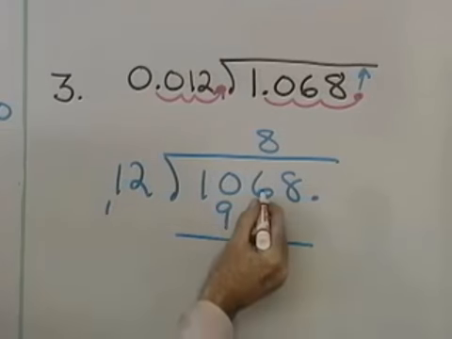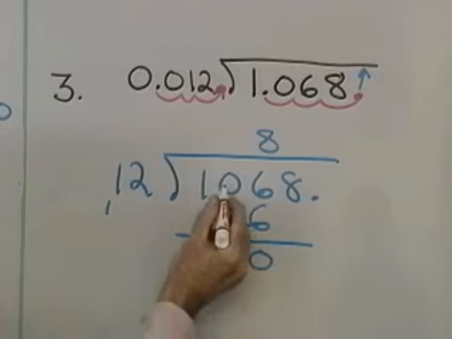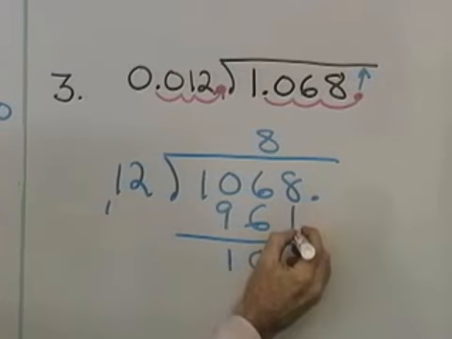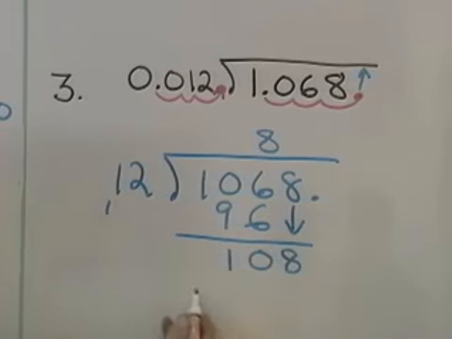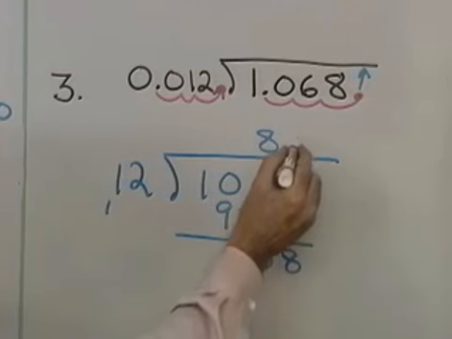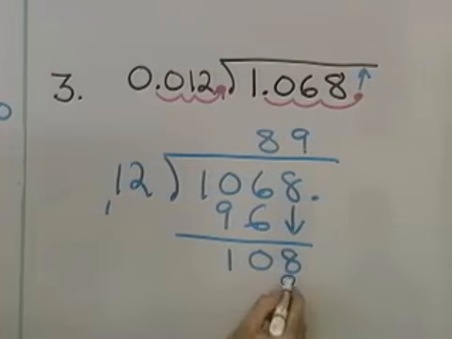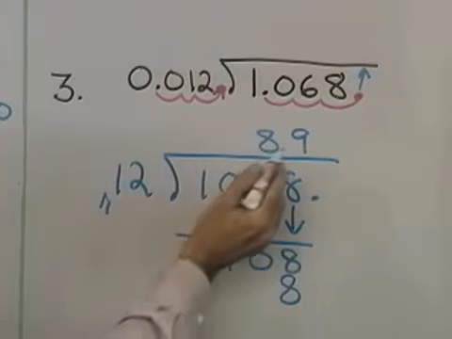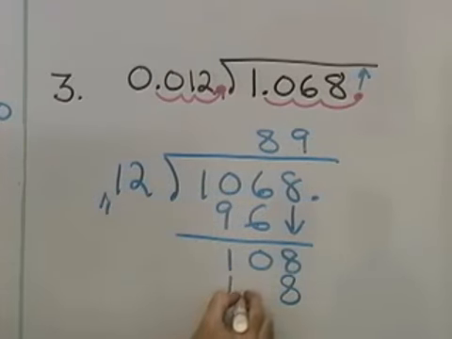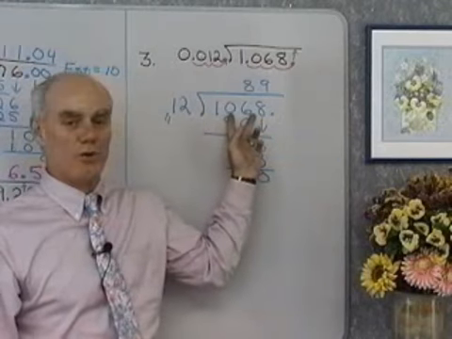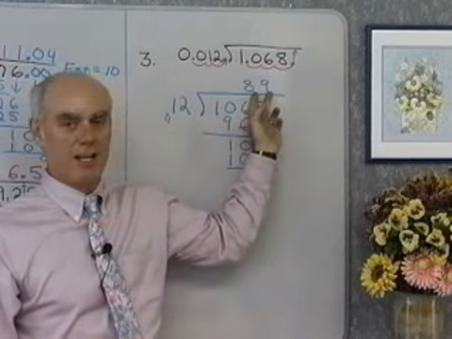Now I'll subtract. 6 from 6 is 0. 9 from 10 is 1. Let's bring down that 8. And let's see, 12 into 108, that should be 9. 9 times 2 is 18, carry the 1. 9 times 1 is 9, and 1 is 10. Now I subtract and get 0, so I see that this divides evenly. 12 into 1068 divides evenly, and I get 89.